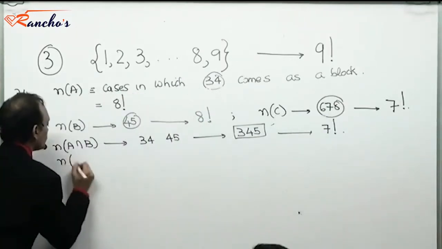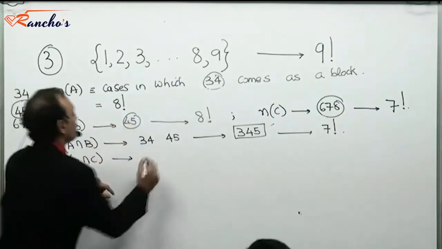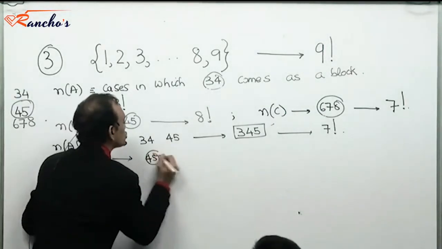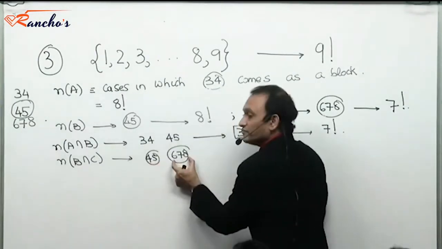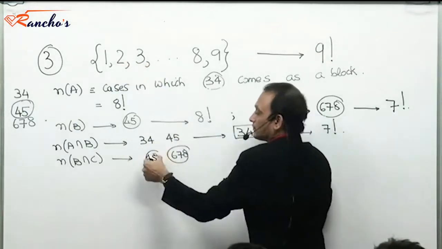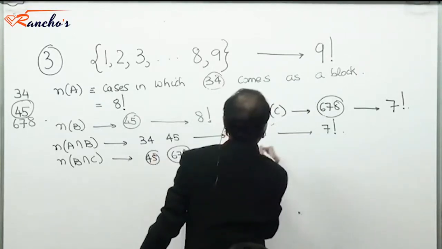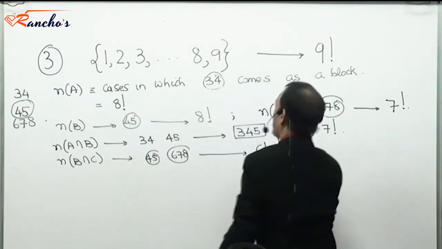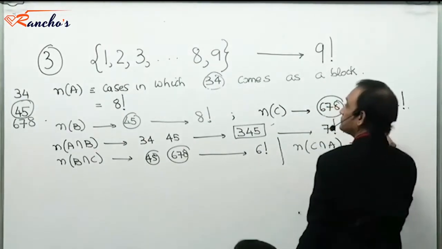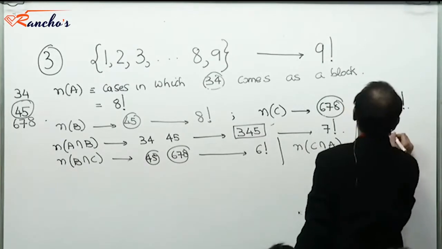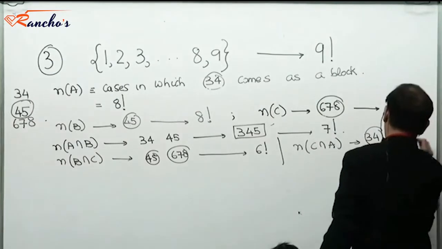Cases in which B and C. B and C means 4, 5 and 6, 7, 8. 2 units certainly come. So then these are 2 and 3, 5, so there are 4 remaining, and 2, so 6 building blocks. And they could be permuted in 6 factorial ways. Then C intersection A: cases in which 3, 4 and 6, 7, 8 appear as a unit. How many cases? Same, 6 factorial cases.